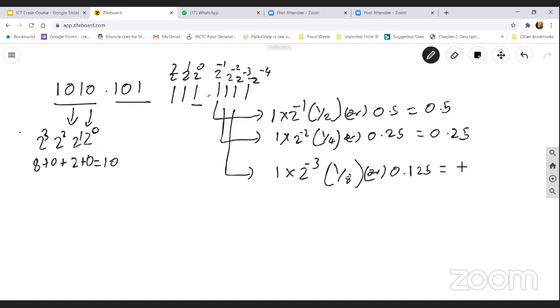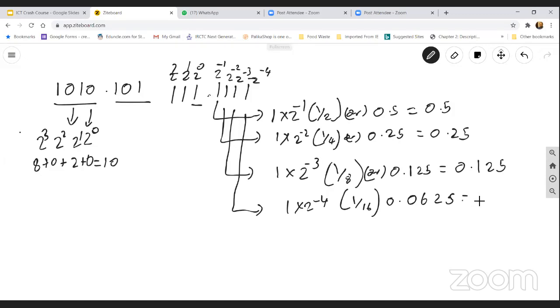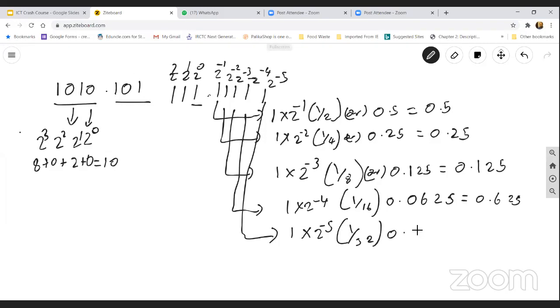Then this becomes 0.125. Then 1 by 16 or 0.0625. Kindly note another one, 2 power minus 5. Okay, this is enough, guys, for the point part.